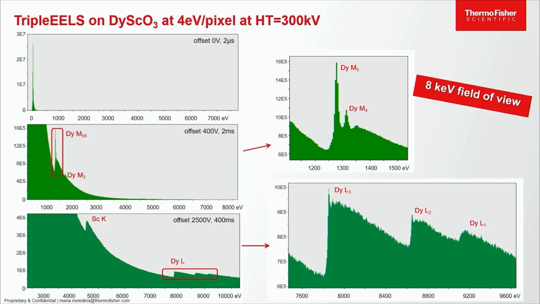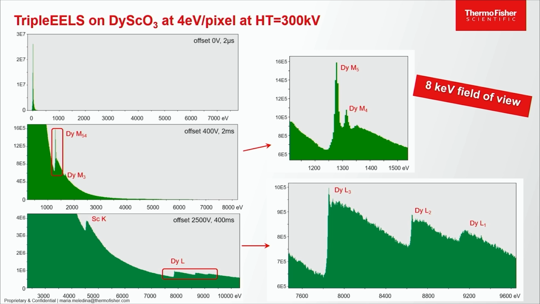Here again, let's go back to DSO. But the parameters are a bit different to the triple EELS I showed you before. So we are basically at the high HT, and the dispersion is 4 eV per pixel. So we have a huge overview. Huge overview means 8 kiloelectron-volts field of view. So this is, let's say, entering the EDX territory where we can just look at the chemical composition. And we can also do multi-EELS.